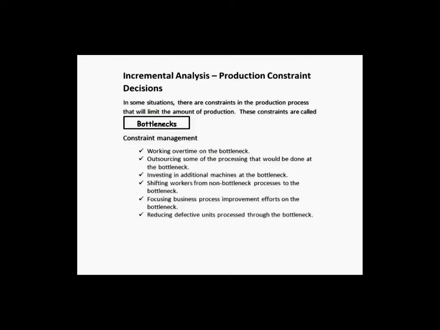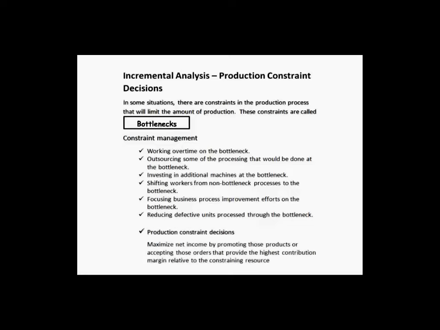Also, sometimes one of the problems with the bottleneck is that it ends up producing defective units. So 1,000 units go in, but 800 units come out, and the other 200 are in some way defective. So if you could reduce the number of defective units, you automatically increase the production of that machine, and that will in effect reduce the bottleneck.